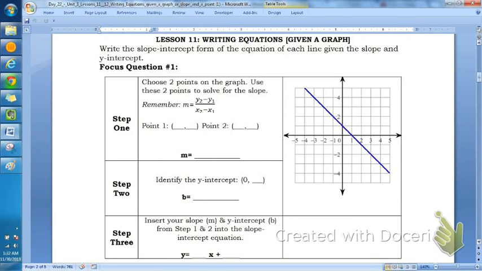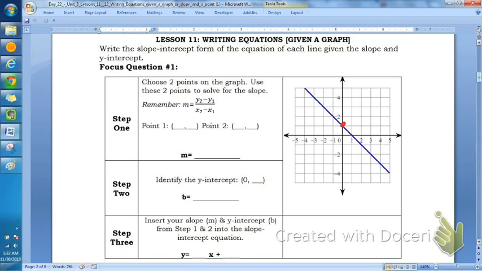So let's look at focus question number 1. You see that we're given a graph. In order to write an equation of a line in slope-intercept form from a graph, we must know two things. First, we must know the slope of the line, and we also must know the y-intercept. Now, they say step 1 is to find 2 points on the graph. One of those points, to make it easier for yourself, is to use the y-intercept.